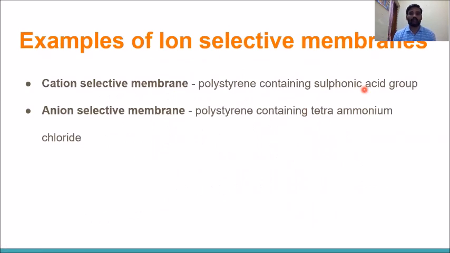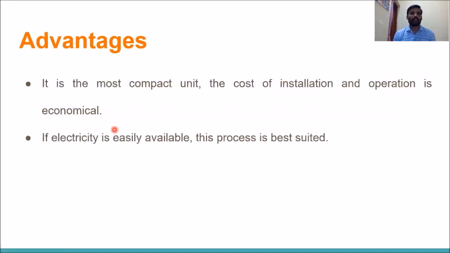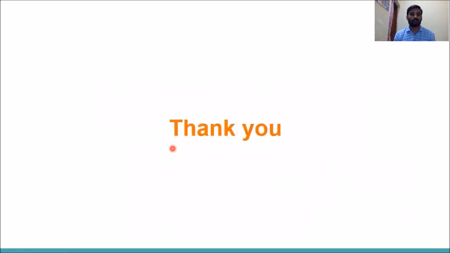Here we can see some examples of ion selective membranes. Polystyrene containing sulfonic acid groups will act as a cation selective membrane, and polystyrene containing tetraammonium chloride will act as an anion selective membrane. There are some advantages in this method. It is a most compact unit, and the cost of installation and operation is economical. It requires some current. If electricity is easily available, the process is best suited to convert seawater into fresh water.